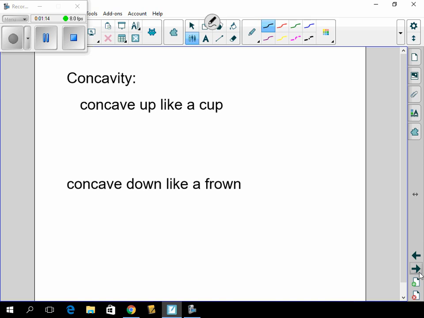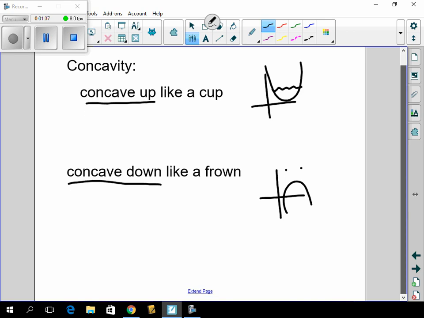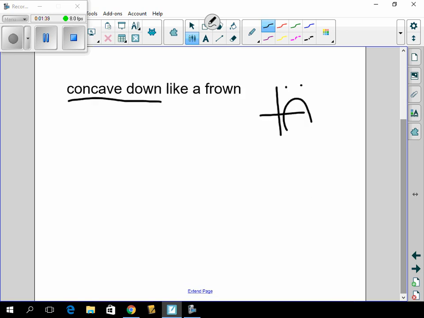Concave up, I was always told, is like a cup. So if I have a parabola, this parabola is concave up. I can hold water in that parabola. And concave down is like a frown. Easiest example, this parabola: if I drew 2 eyes right there, that would be a frowny face. It would obviously be very, very sad. And so these are probably the easiest examples of visible concavity.